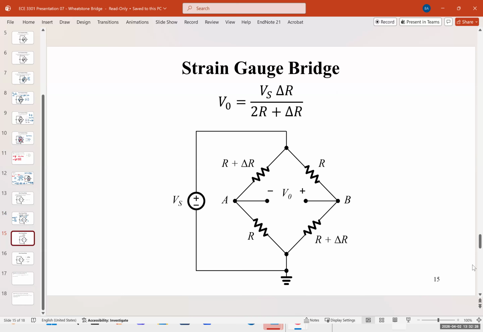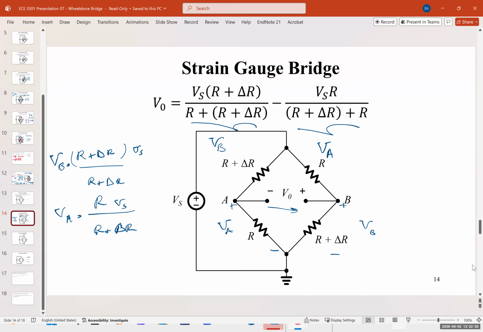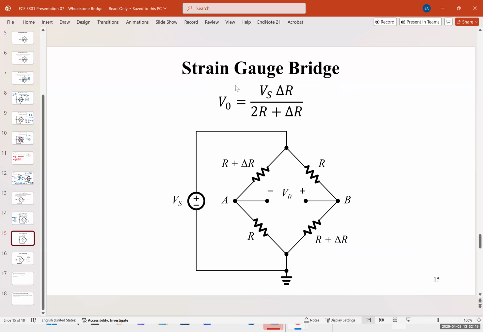Okay. Now, this equation, because you have the same denominator, you just add the numerators together, or in this case, subtract them. So this and this would go, and we are left with Vs delta R. So Vs delta R would be left, and the denominator would be the same. So add it. So V out would be Vs delta R over 2R plus delta R.